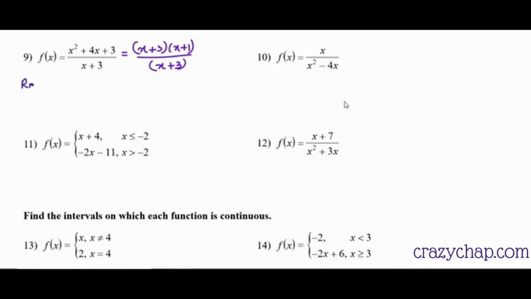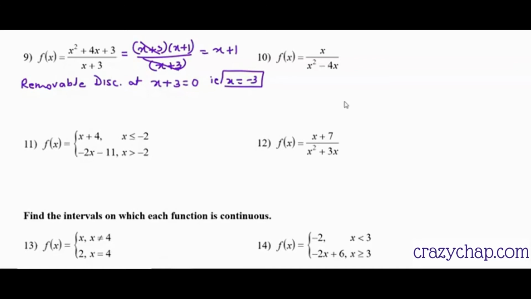Let me write that. Removable discontinuity at x plus 3 equal to 0, or you can say x equal to minus 3. Okay, and yes, because when there is a removable discontinuity, we will simplify them and we'll get x plus 1 as a function. Now this function does not have any kind of discontinuity. So there is only one discontinuity, which is the removable discontinuity.